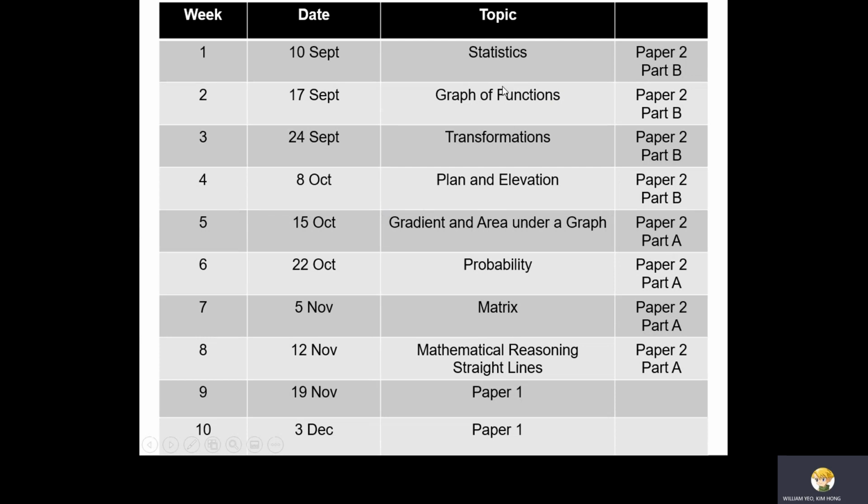As you can see, these 4 chapters are very important in paper 2 part B. Each of these chapters, the question will give you 12 marks. Then from week 5 to week 8, we will cover another 5 chapters. Each of them will give you 5 to 6 marks in paper 2 part A. And for the last 2 weeks, we are going to look at some questions from paper 1.